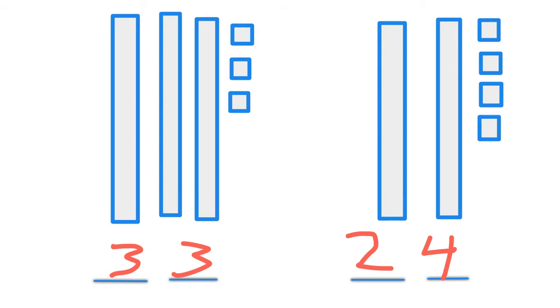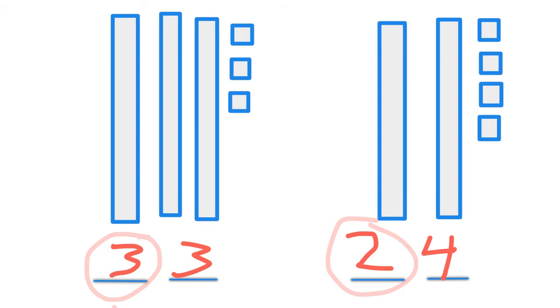So now it's time to compare. We always start comparing in the larger place value. So we're going to be comparing the tens first. 3 tens compared to 2 tens. And we're going to ask ourselves, is there a difference? And we can see that 3 tens here is greater than the 2 tens over here.